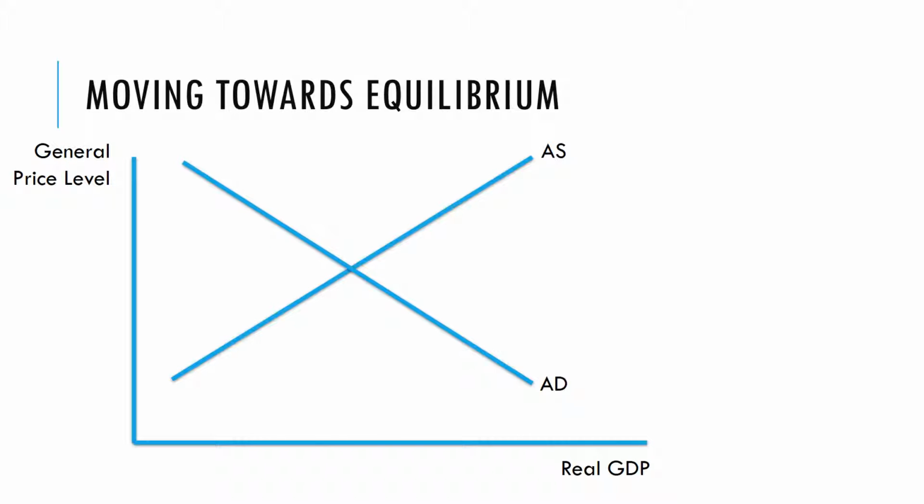So let's have a look at some examples of how we might use this diagram. First of all, we have the level of demand in the economy as indicated here, and we have the level of aggregate supply as indicated by here. The general price level and the level of output. Let's imagine that the current price level in the economy is price level 1.